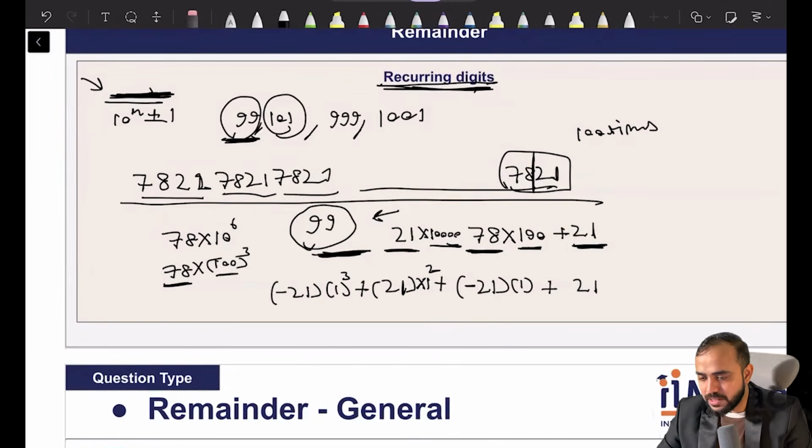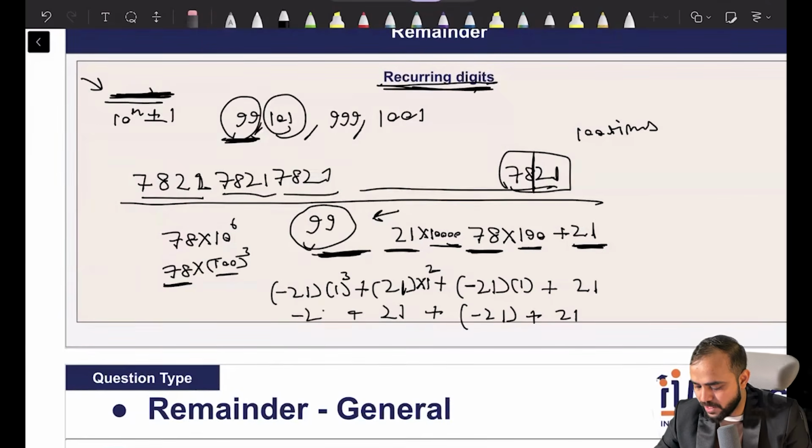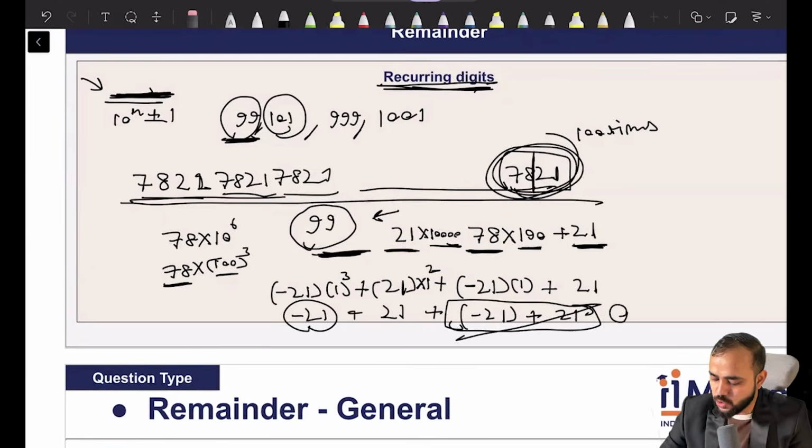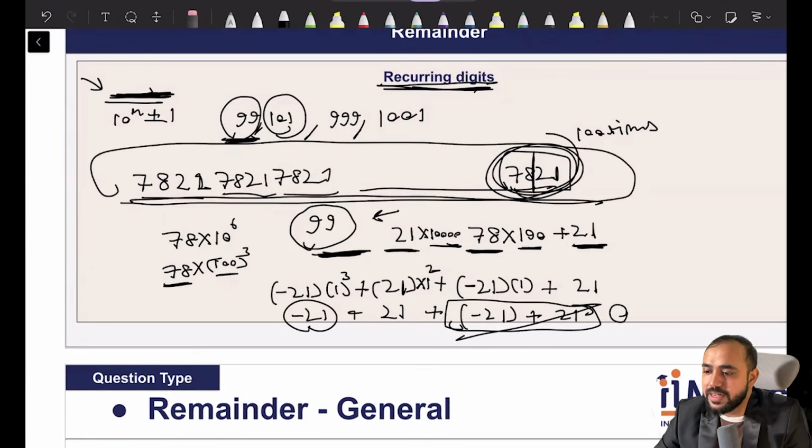So can you see that the remainders are actually 21 plus minus 21 plus 21 plus minus 21. So I can see that an entire block of 4 is giving me 0 as a remainder. So actually this entire number, which has 100 such blocks, each 4 block, is giving me 0 as a remainder. So final remainder will be 100 into 0, which is 0.